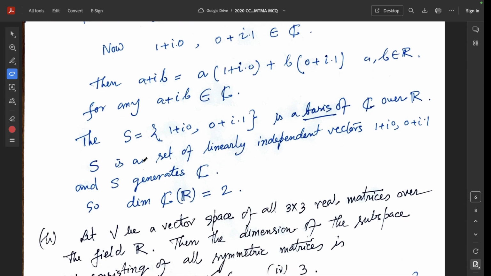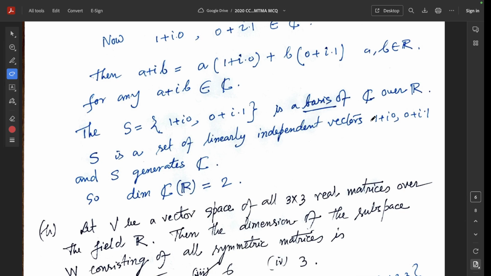This set S is linearly independent, the vectors 1 plus i0 and 0 plus i1, and this set S generates the whole complex vector space C. And so the dimension of the complex vector space over the real numbers is equal to 2.